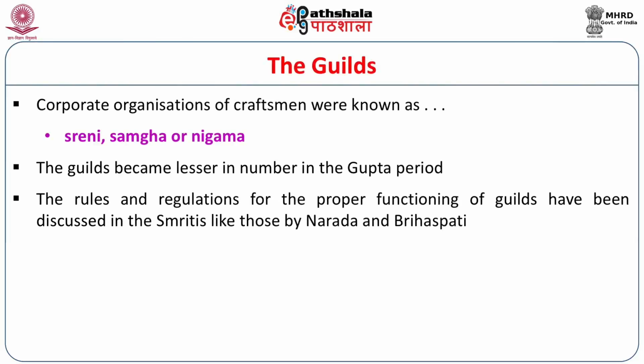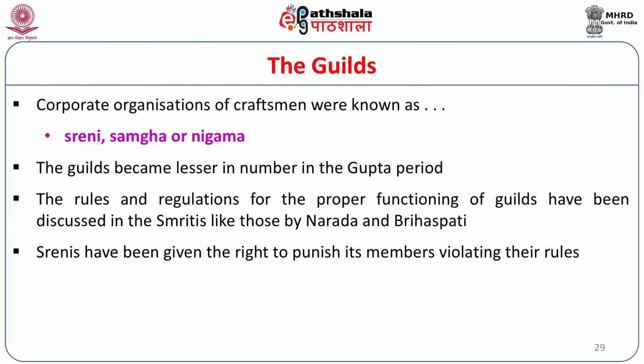The rules and regulations for the proper functioning of guilds have been discussed in the Smritis like those by Narada and Brihaspati. This indicates that how a guild should function, what should be the regulations of a guild, form an important subject matter to the Dharmashastra authorities. The Shrenis have been given the right to punish members violating their rules. Now this is very important, since the right to punish an offender is a state prerogative.